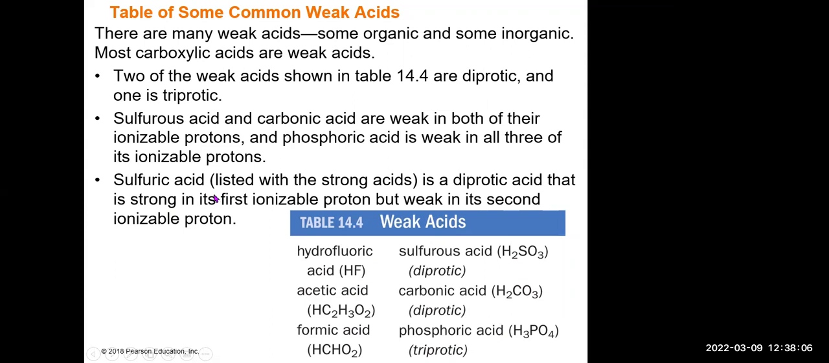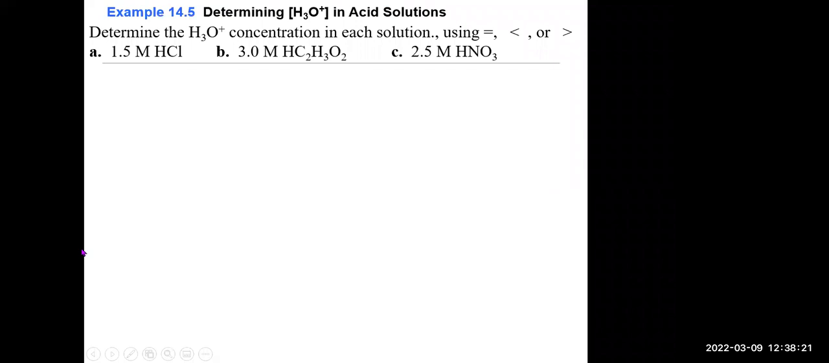Sulfuric acid, at least in the last slide, is a strong acid, a diprotic acid that is strong in its first ionizable proton, but weak in its second ionizable proton. So here we want to determine the H3O plus concentration in acidic solutions. Determine the H3O plus concentration in each solution, using equal, less than, or larger than. We know that depends on the strength of the acid.